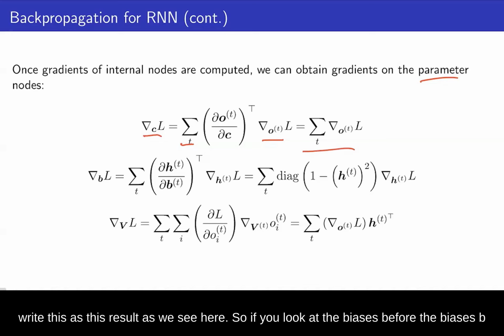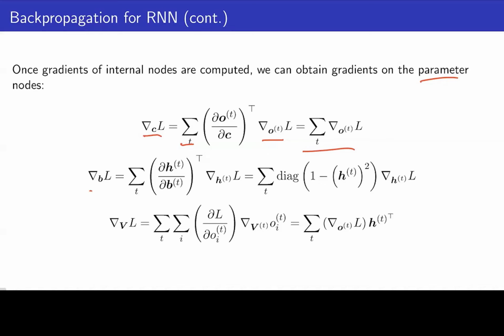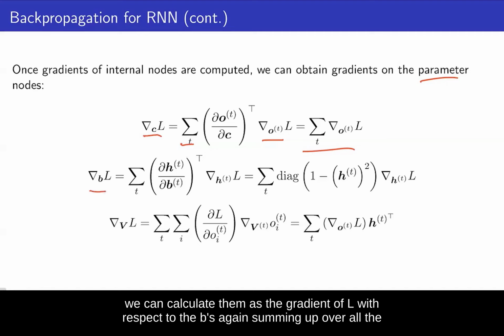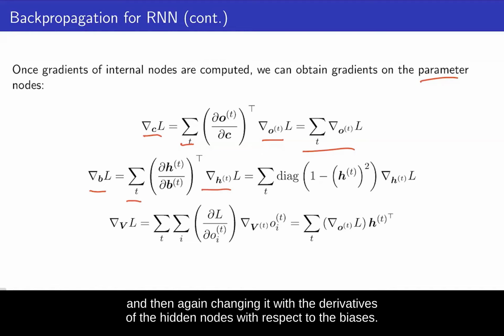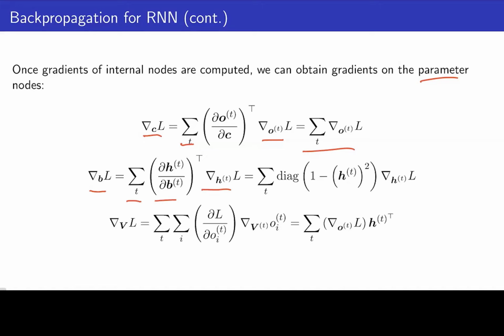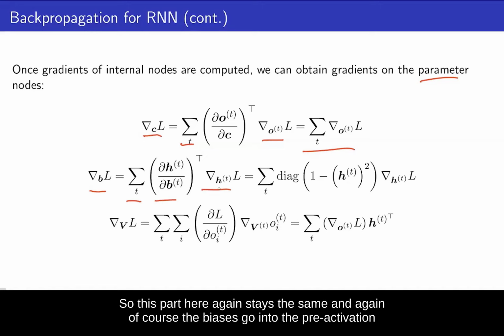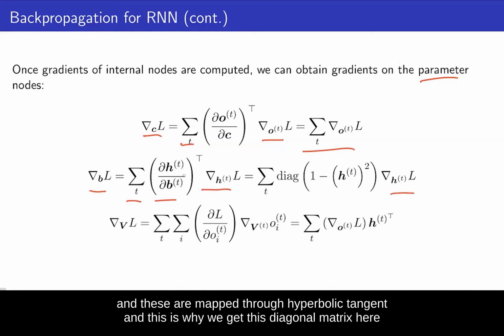If you look at the biases B, we can calculate them as the gradient of L with respect to the Bs, again summing up over all the time steps t, and now using the precomputed gradients of the loss with respect to h of t. Then again we chain it with the derivatives of the hidden nodes with respect to the biases. This part again stays the same. And of course, the biases go into the pre-activation, and these are mapped through the hyperbolic tangent.